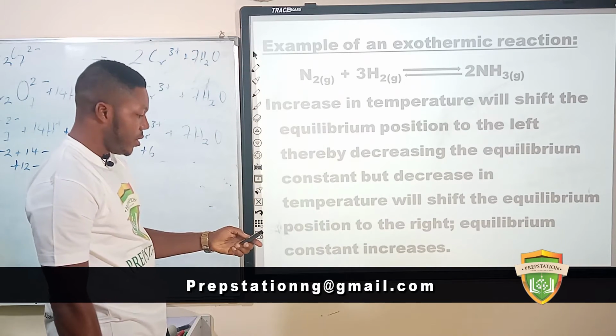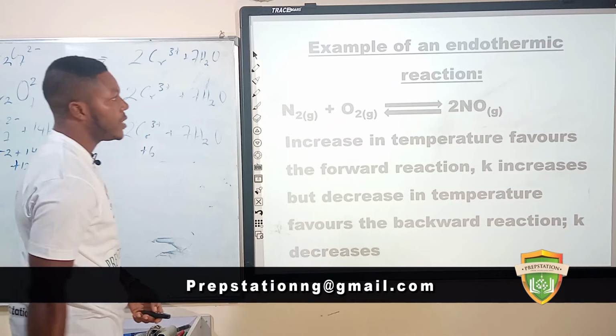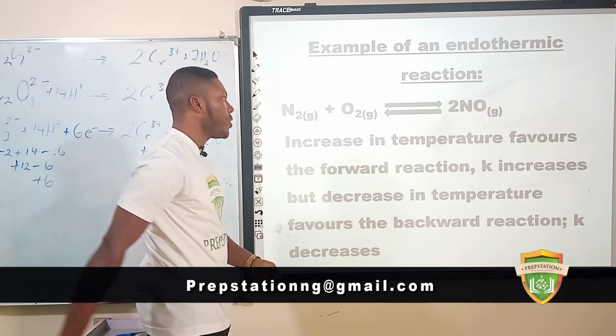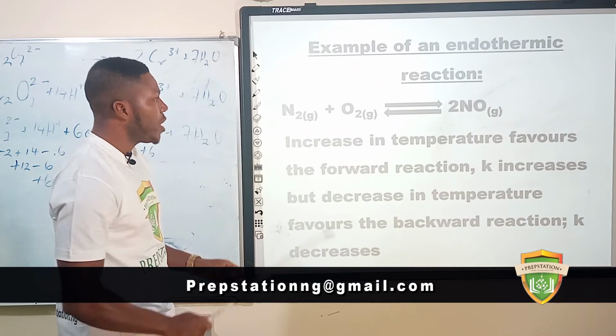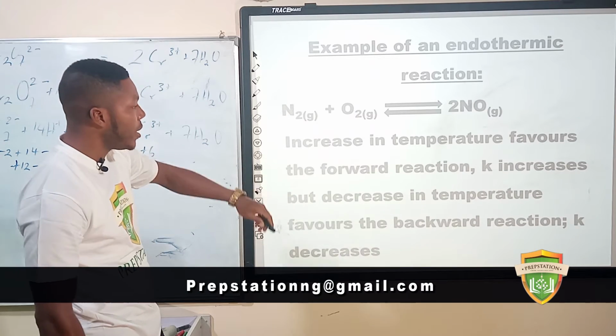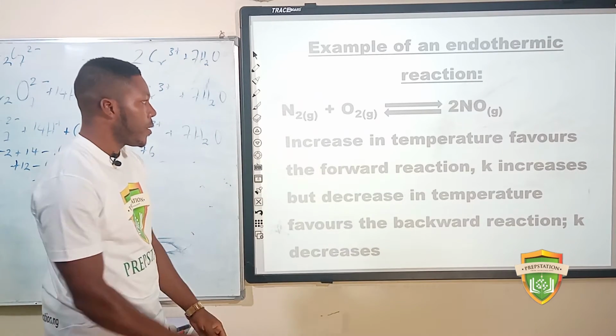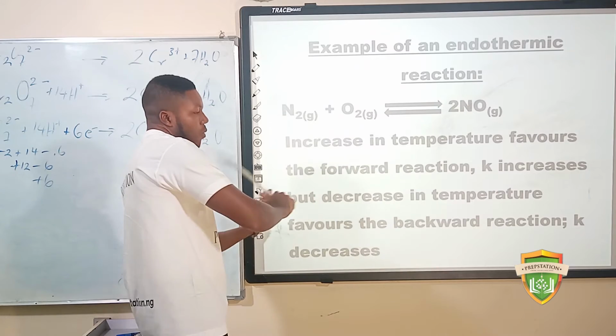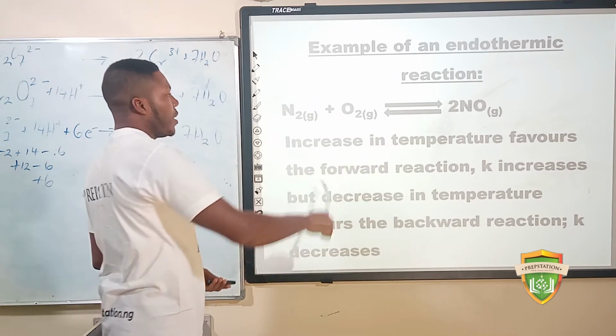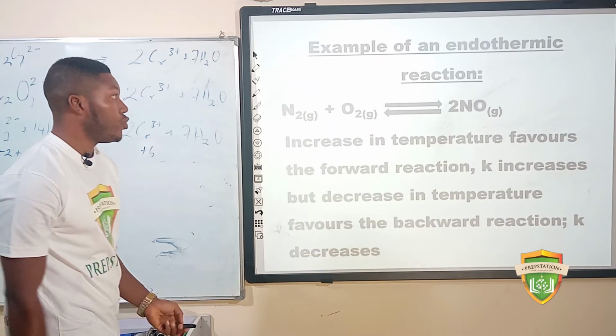All right, let's take another example under endothermic reaction. This is the production of what? Nitrogen dioxide from nitrogen and oxygen gas. In this case, the only condition that will favor this reaction based on temperature is an increase in temperature. So increased temperature favors the forward reaction because it is an endothermic system. If you increase temperature here, you're going to have more yield of nitrogen dioxide. But when you decrease temperature, you will favor the backward reaction. That is, nitrogen and oxygen gas will form more than NO2.